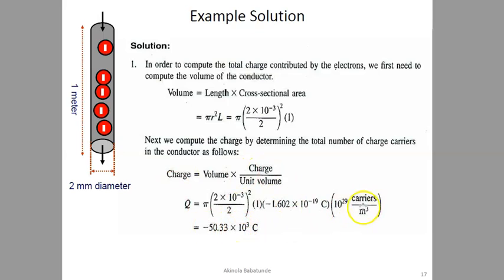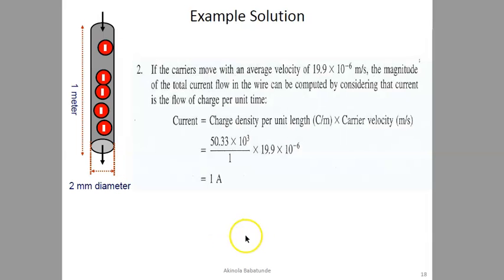So when we multiply all these out, this gives us minus 50.33 times 10^3 coulombs. This is going to be the charge contributed by the electrons. Then the second part says we should find the magnitude of the current. The current will be equal to the charge density per unit length multiplied by the carrier velocity. That's how to find the current.